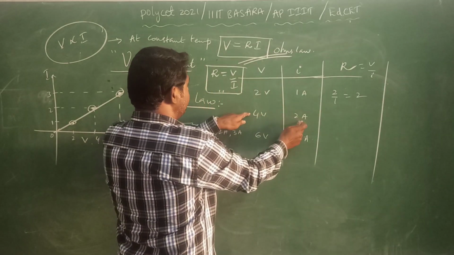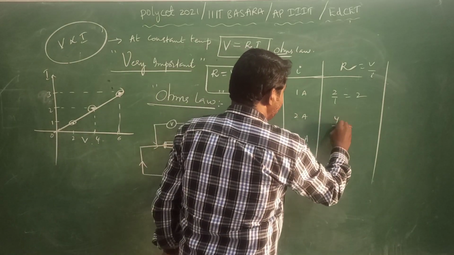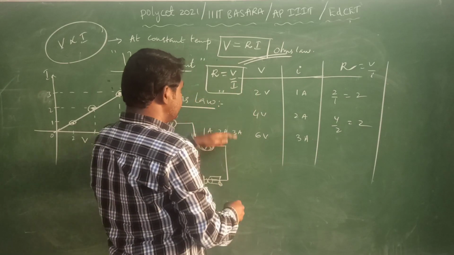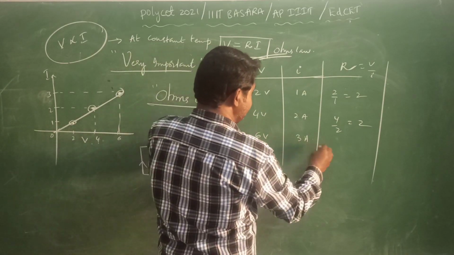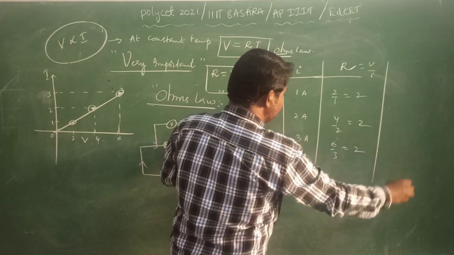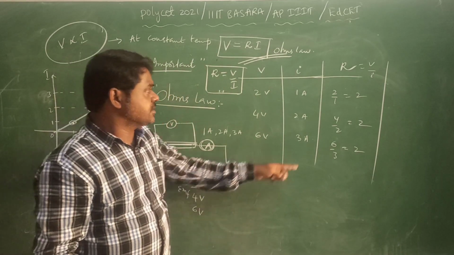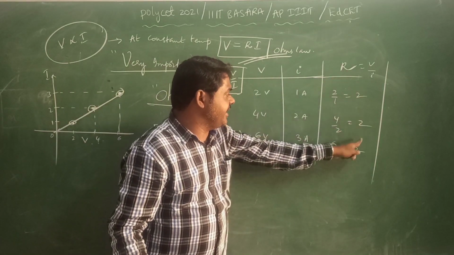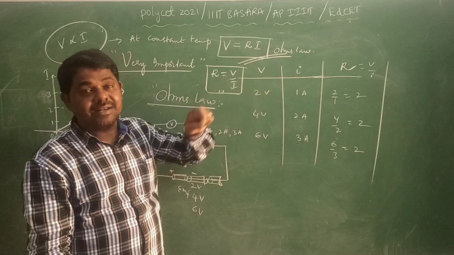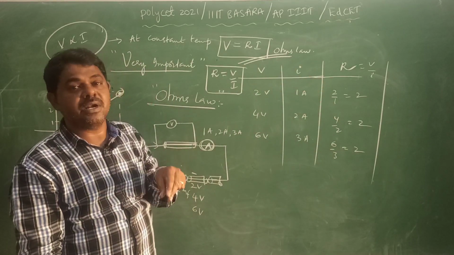So 4 by 2, how much is 4 by 2? 4 by 2 is equal to 2. Next V by I, 6 by 3, how much is 6 by 3? 2. So R is everywhere 2. So R is a constant, which is the proportionality constant.